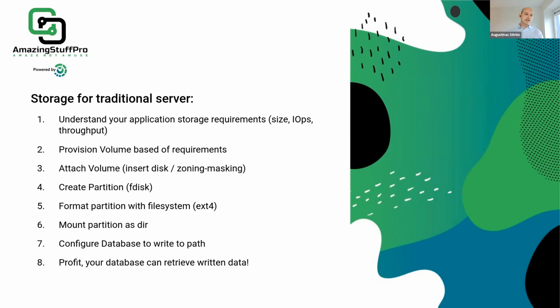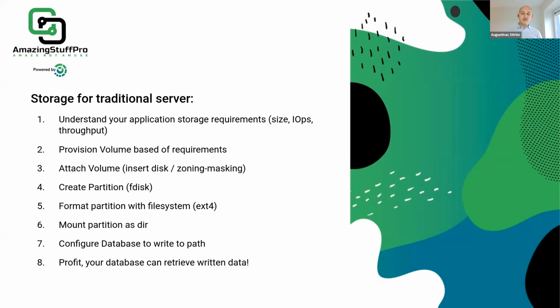Third step is that volume needs to be added to the server. It can be a local disk, or a number of different types of local disks, or it can be remote storage, and usually in public cloud, it's remote storage. So you basically mount, zone, and mask that volume to the server, so that the server could see that remote volume. When you see the volume in the server, you need to create a partition.